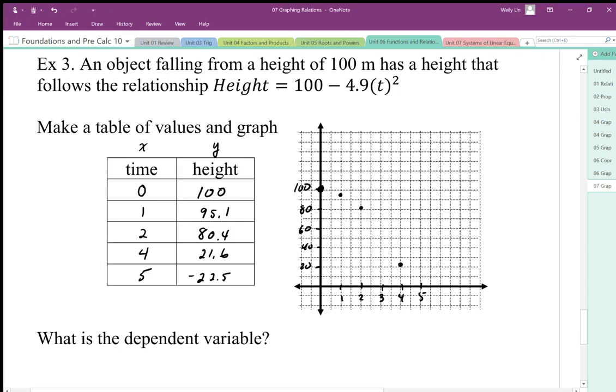And this arc looks like this. It looks like it hits the ground maybe around 4.5 seconds. We can plug in 4.5 and see if that's going to be a height of 0, and that would indicate when it hit the ground.